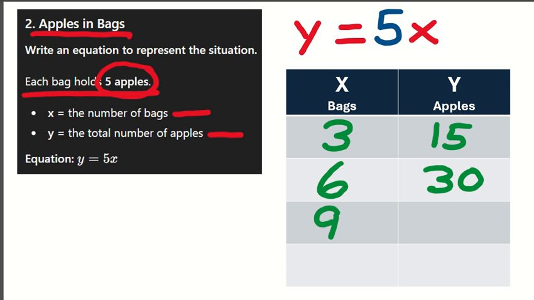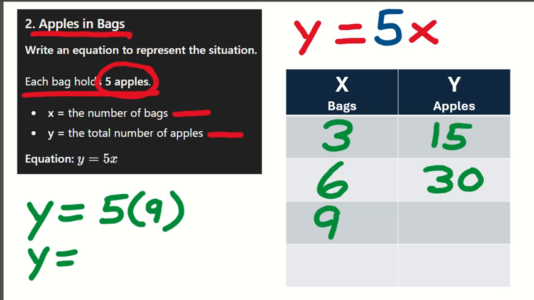So we're going to do 9 bags. y, the total number of apples, equals 5 times however many bags we have. We say we've got 9 bags of apples. And so we multiply 5 times 9 and we get 45. So if I have 9 bags with 5 apples in them each, that means I have 45 apples. Just like that, we've accurately represented the situation and figured out multiple scenarios for how many apples we would have.